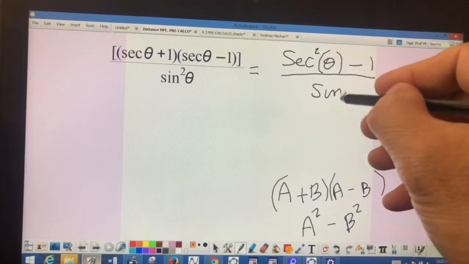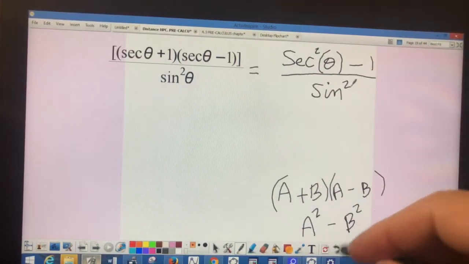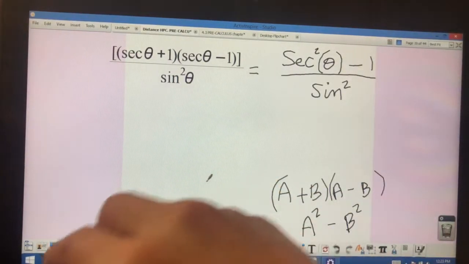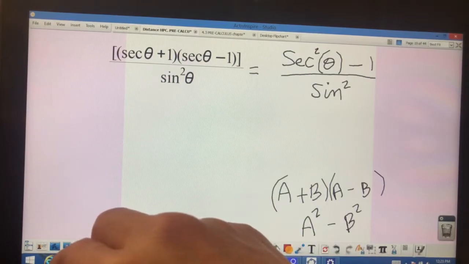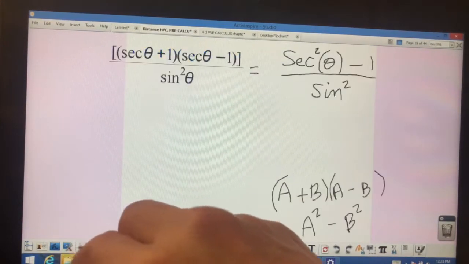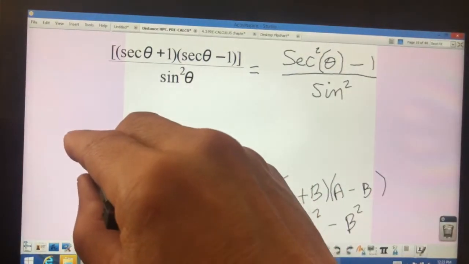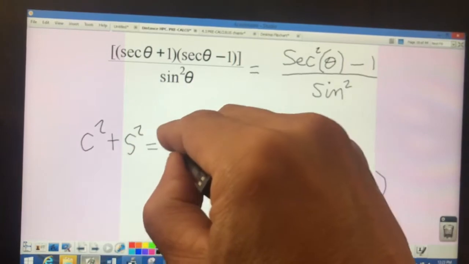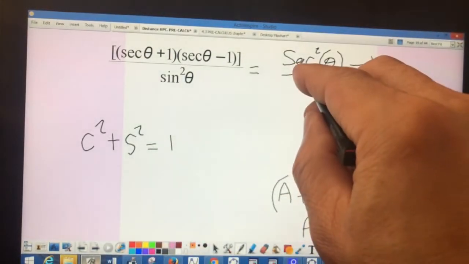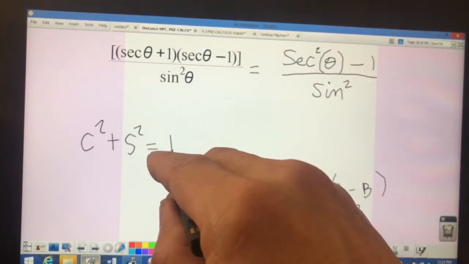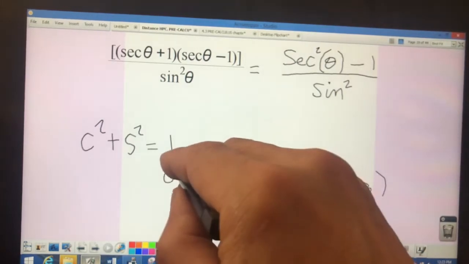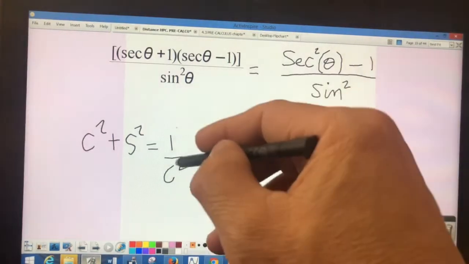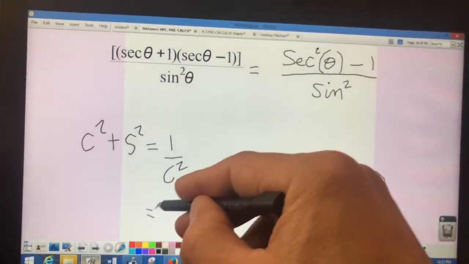That's over sine square. Now, if you remember one of those things about the trig functions, and let's say if you don't remember, I don't remember sometimes, you've got cosine square plus sine square equals 1. Now, if you want the secant, what do you do? Well, you've got to take 1 divided by cosine square, because you want the secant. Being squared, you've got a square. So now you've got secant square popping up on this side.